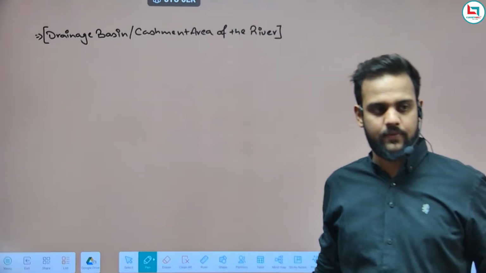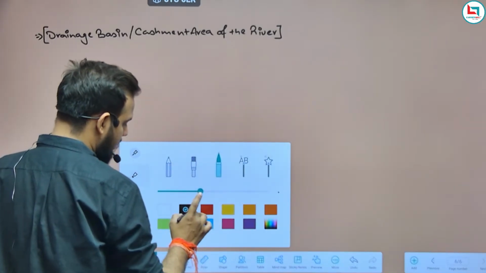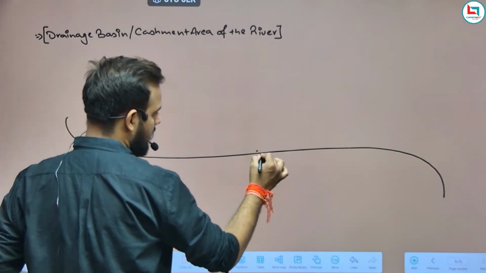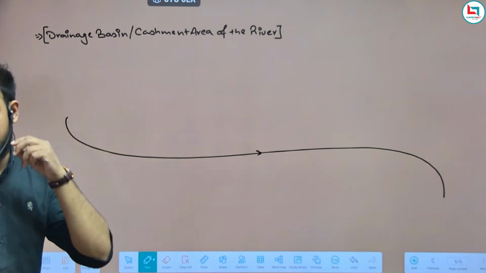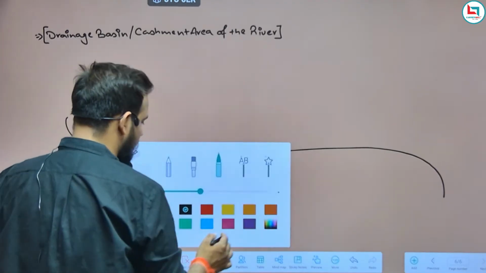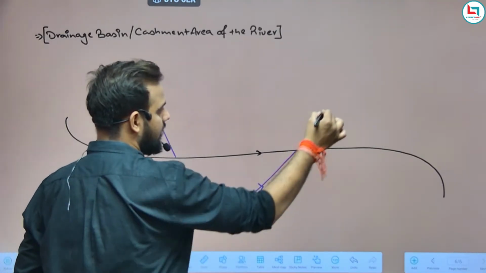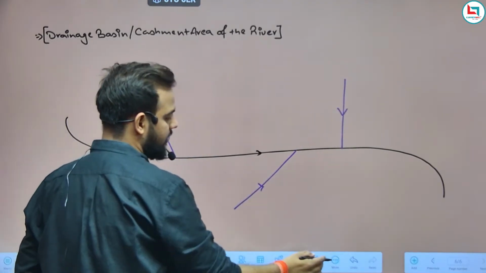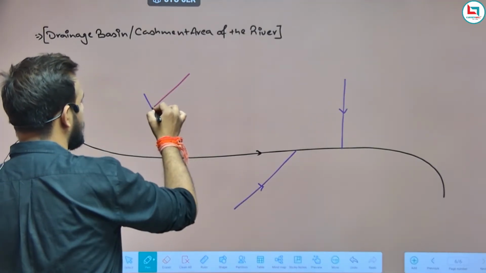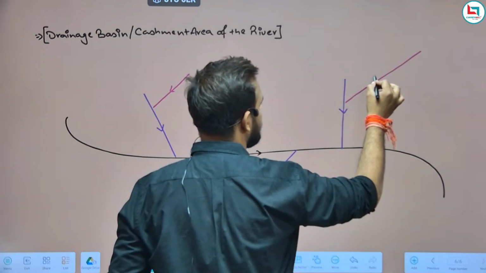Now guys, when we talk about the drainage basin or the catchment area, look at this very carefully. Suppose this is the main river. It is flowing like this, in this particular direction. When we talk about the drainage basin, we have the tributaries of this river. We have the first order tributary, the second order tributary, and a lot of tributaries which are draining into this main river. After the first order tributary, we have the second order tributaries also, like this.